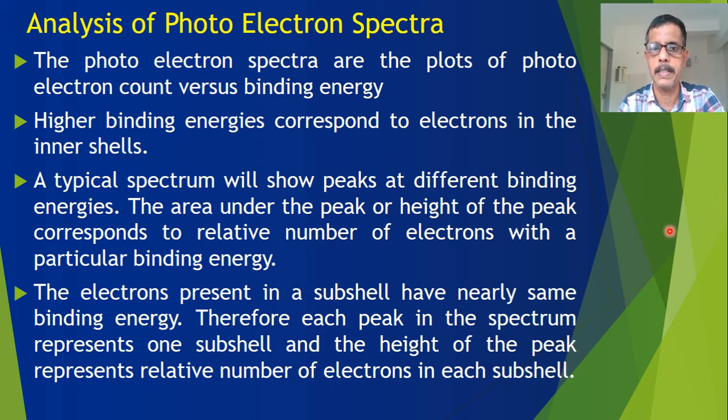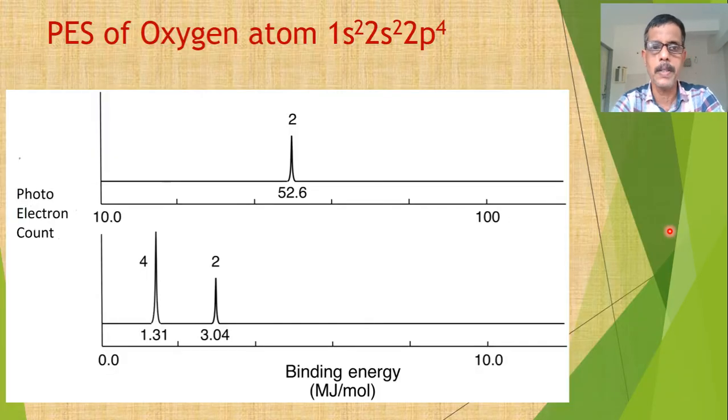So if you know this much, you can analyze the spectrum. First we will discuss examples of some atoms. So first we will discuss the oxygen atom. The photoelectron spectrum of oxygen atom is shown here. You can see it has got 3 peaks. And these 3 peaks correspond to 3 subshells. You already know that oxygen has got 3 subshells: 1s, 2s and 2p.